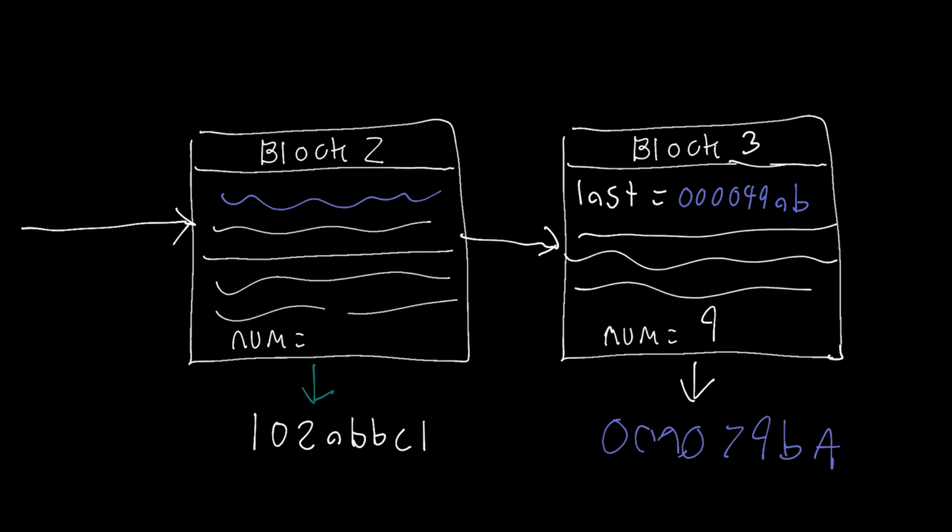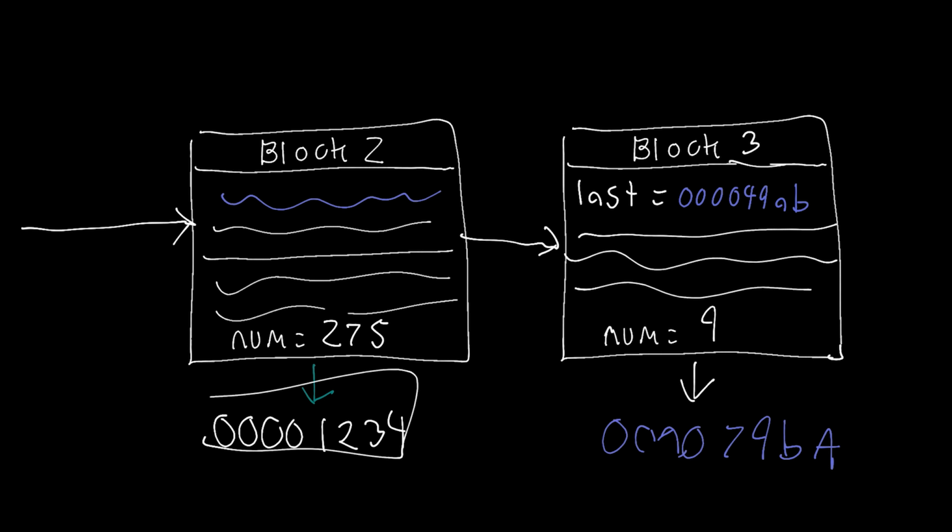So let's say I'm successful in doing that. And I guess the number, let's go 275 or something. And now I get a hash like 0, 0, 0, 0, 1, 2, 3, 4. Okay, that's my new hash. Well, now the problem is this hash does not match this hash right here. And so this block is disconnected from this block.